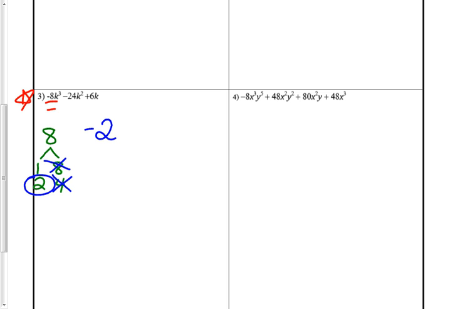Then I also see, again, like I said, they all have a k, right? This first term has k to the third, second term has k squared, third term has just a single k. So with the variables, we are removing the one with the lowest power, and the lowest power would be just the k by itself. So we can take out negative 2k as my GCF. Then I'm going to take each term and divide it by negative 2k to see what would be left over in my parentheses.